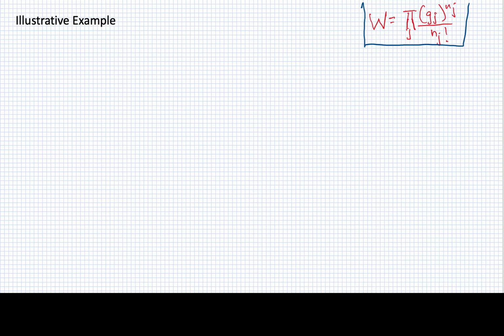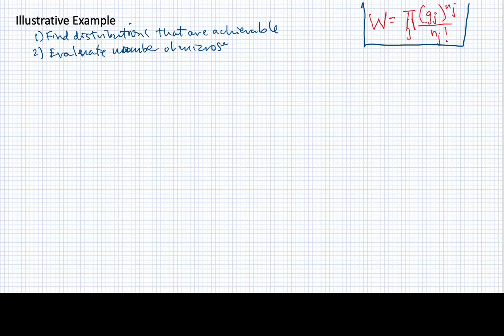Our general approach for applying statistics is that we first want to find distributions that will meet the criteria of our system. In other words, find distributions that are achievable, and I'll describe what I mean by that in just a moment. The second step is that we want to evaluate the number of microstates that each one of those distributions would have. And then finally we would want to determine which of those distributions has the most microstates, the one with the most microstates, because that will end up being the most probable distribution of all of the ones that we can possibly achieve.